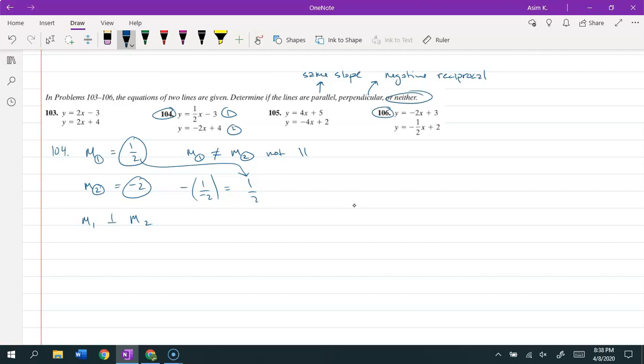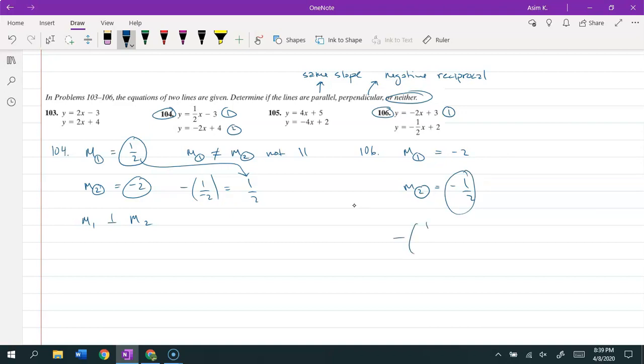Number 106. Now you have a slope of line 1, which is equal to negative 2, and you have a slope of line 2, which is equal to negative 1/2. Same exact process. Take either one of them and flip them over. Okay, how about I take this one this time? I take the second one, and I go ahead and I flip that over and I change its sign.